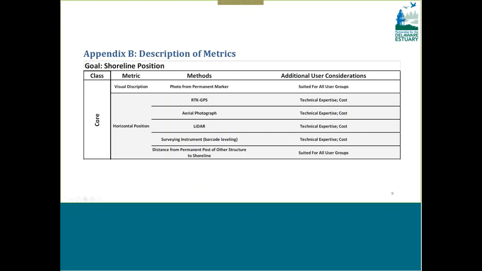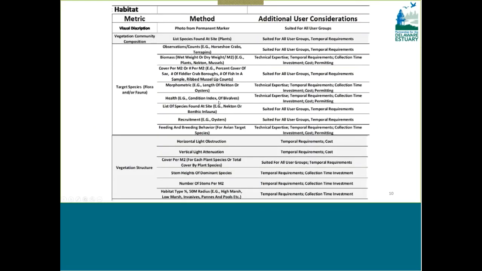So here we've looked at the horizontal position of the shoreline, with a lot of cost and expertise, a little suited for all user groups. If we want to look at some of our habitat ones, these are all conditional ones. Depending on what sort of target species you're looking at, what sort of habitat you're dealing with, you may want to look at things in a different way. And we tried to put a variety of different methods in here that cover those different types.